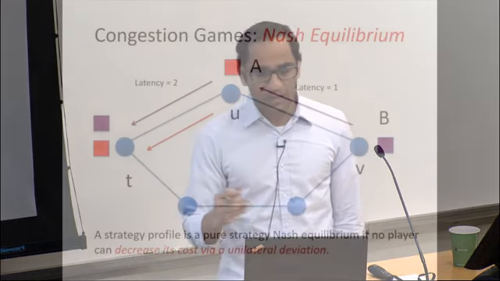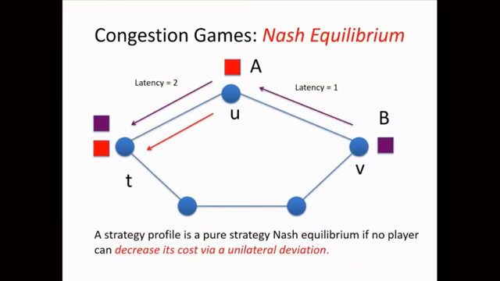Now, to understand selfish behavior, we have to make some assumptions on how the system behaves, and perhaps the most common, widely studied assumption is that of Nash equilibrium. We believe that when players behave in a strategic way, they all reach a Nash equilibrium. The definition of the pure strategy Nash equilibrium is that no player can decrease his cost by unilateral deviation.